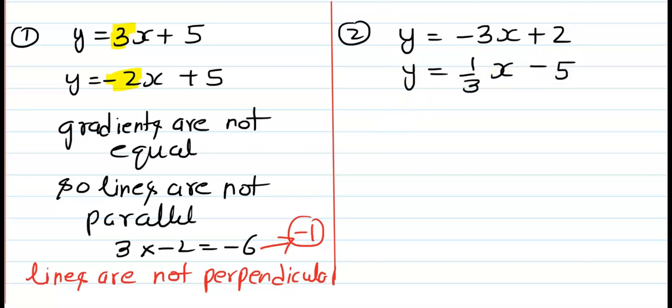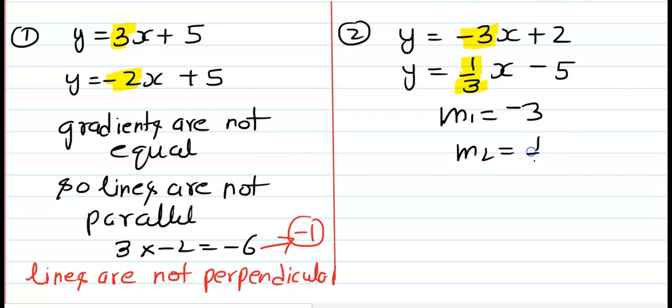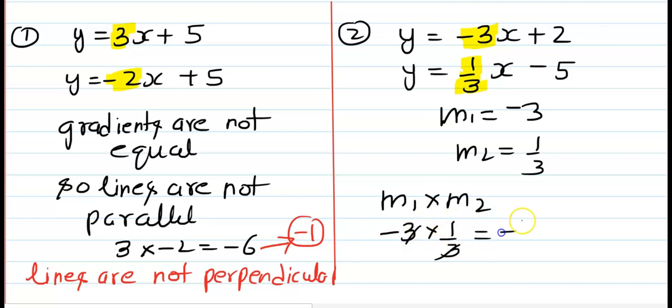Okay, so here the gradient m1 is minus 3, and m2 is 1 over 3. The first gradient is minus 3, the second gradient is 1 over 3. So they are not equal, so the lines are not parallel. But if you multiply the first gradient with the second gradient, minus 3 times 1 over 3, you are getting minus 1. So it means the lines are perpendicular.